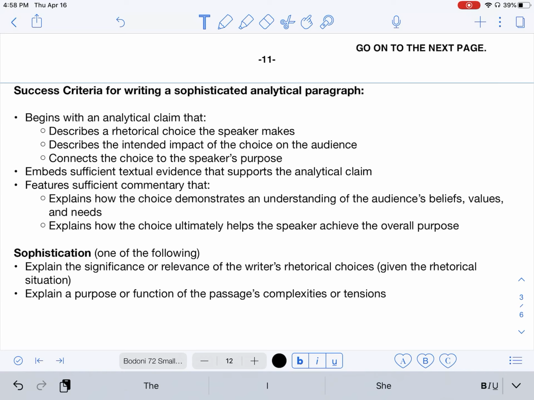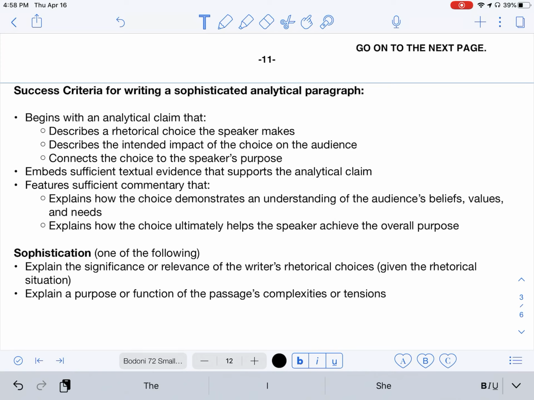The analytical paragraph should also embed sufficient textual evidence that supports the analytical claim. I'm going to pause there and answer a frequently asked question of how much evidence do you need or how many quotes? The answer is really however much evidence helps to support that claim. All right, you could use two quotes, you could use one extended quote. However much evidence fully supports that claim that you made in that first sentence, that's how much evidence you should use.